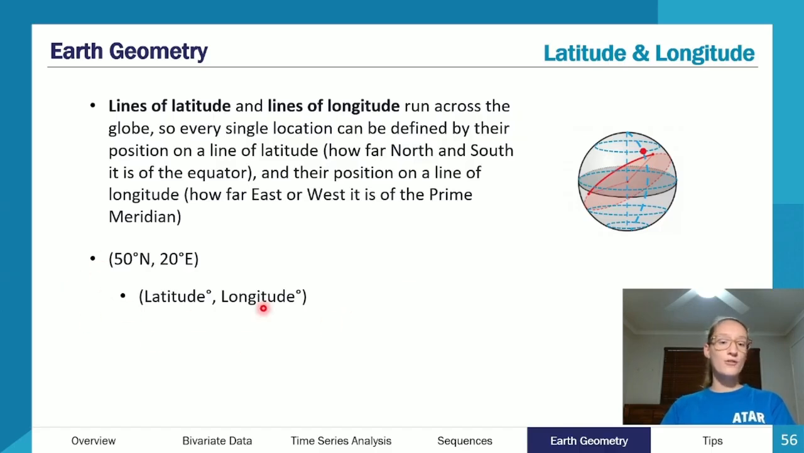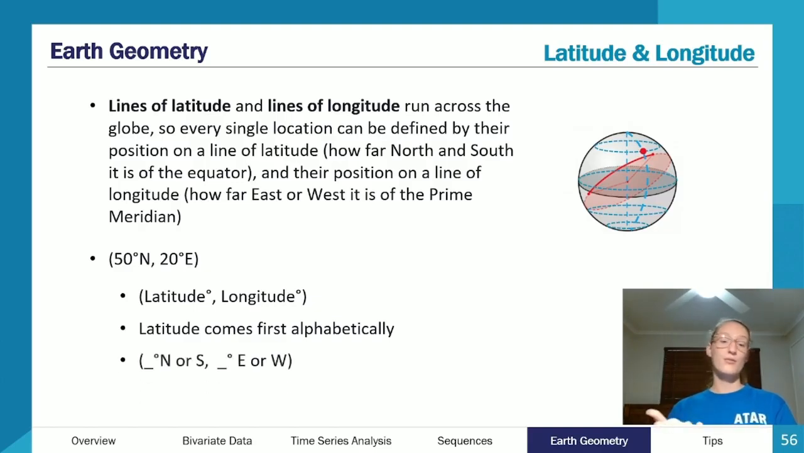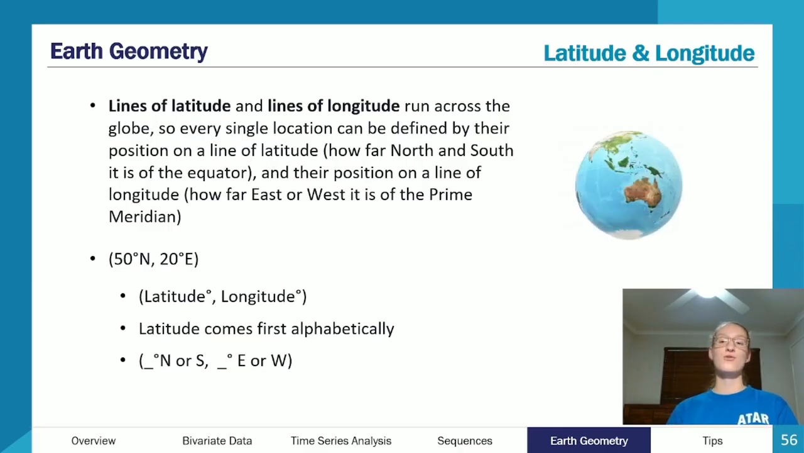How I remember the order of this is that latitude comes first in alphabetical order, so I remember that latitude goes before longitude. That's how I remember it. So again, degrees north or south, degrees east or west. And there's just a picture of the globe to illustrate that.